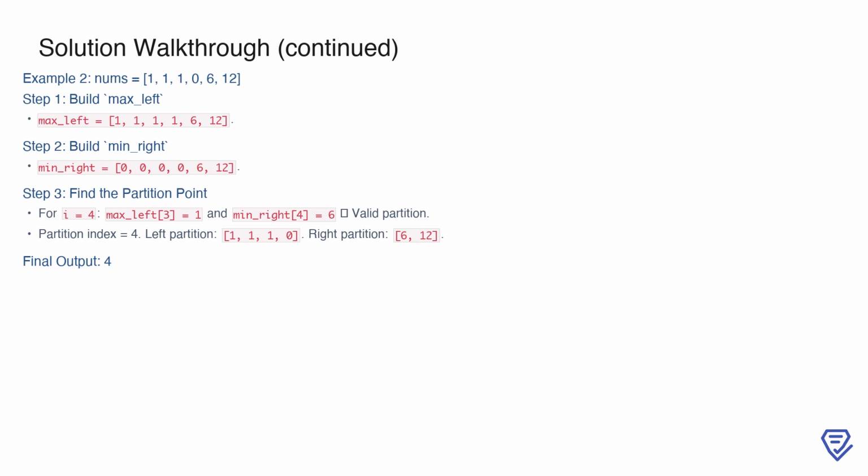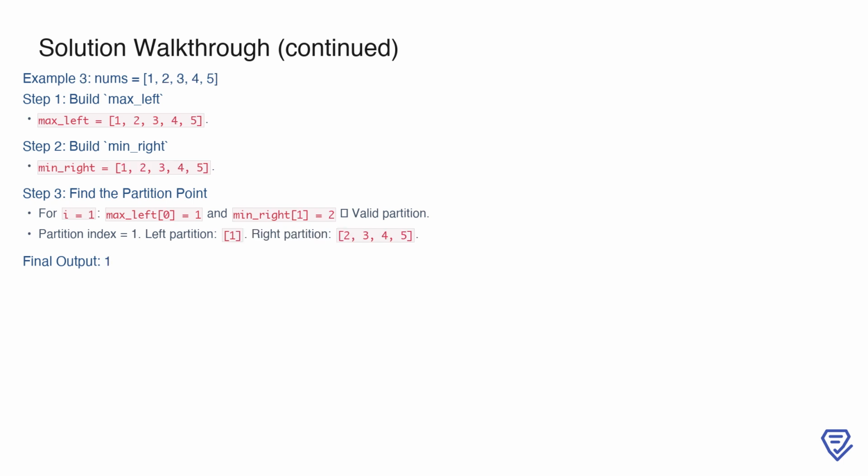Now, we look for the partition point. For i equals 4, the condition holds because max_left[3] equals 1 is less than or equal to min_right[4] equals 6. This makes the left partition 1, 1, 1, 0, and the right partition 6, 12. The size of the left partition is 4, so the output is 4.